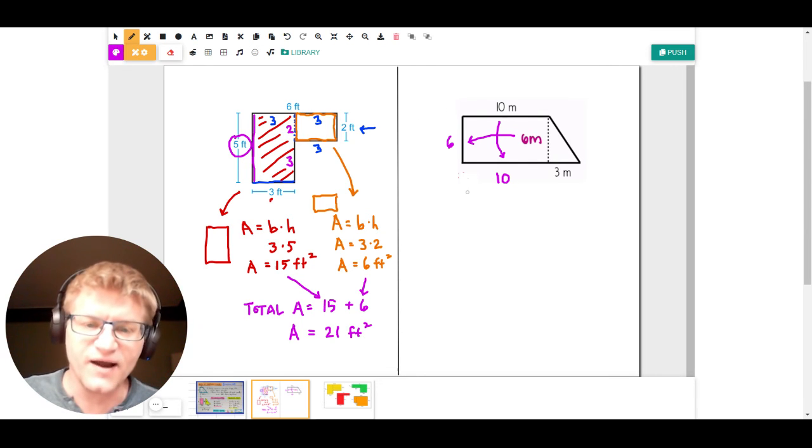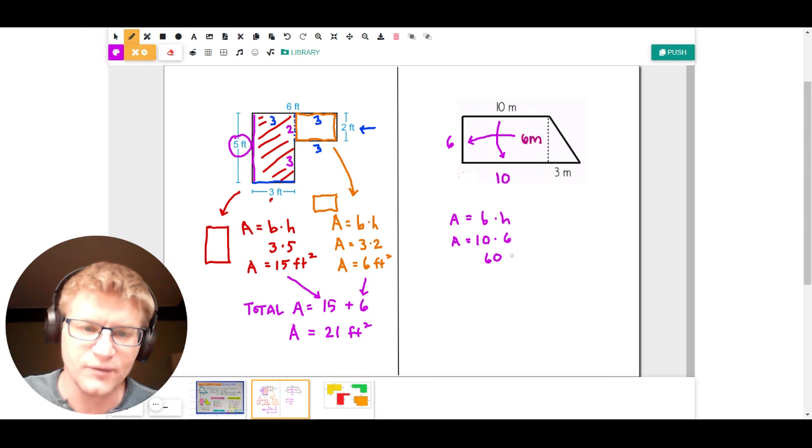So now what I'm going to do is find the rectangle. So area of the rectangle equals base times height, right? Which is 10 times 6, no problem. That's 60. And we're going to say meters squared, right?